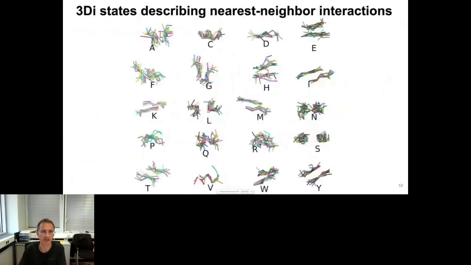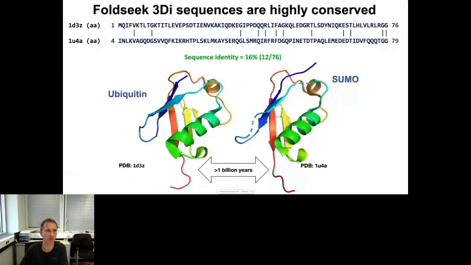So the 3D states, just to give you an overview, look like this. The 20 that we have defined. So they are pairs of little pieces of 3 C alphas, some in beta-beta conformation and many in many other conformations. So coming back to our example, the ubiquitin sumo alignment, this is the sequence alignment, 16% sequence identity.